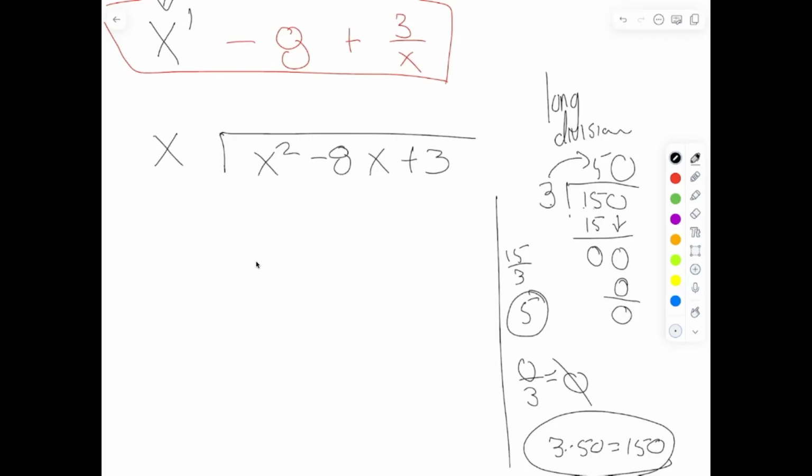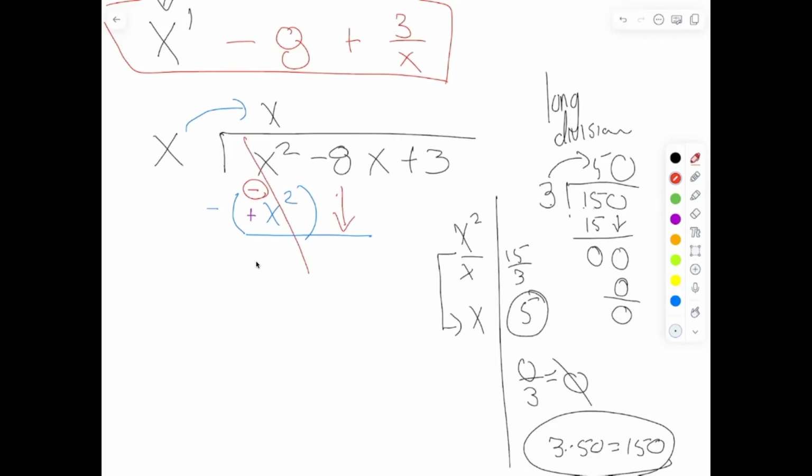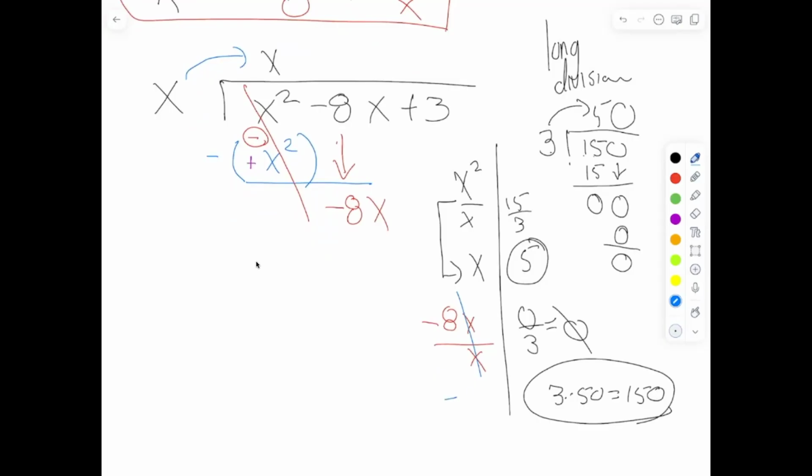So x squared divided by x is going to give you what? x, right? So I'm going to put an x here. Then x times x is going to give me x squared, in parentheses, right? There's a negative here, I'm subtracting this. This is a positive, so a negative and a positive is a negative, correct? Yep. This cancels out. I bring down the negative 8x. So now this negative 8x gets divided by x. x. So then this becomes negative 8.